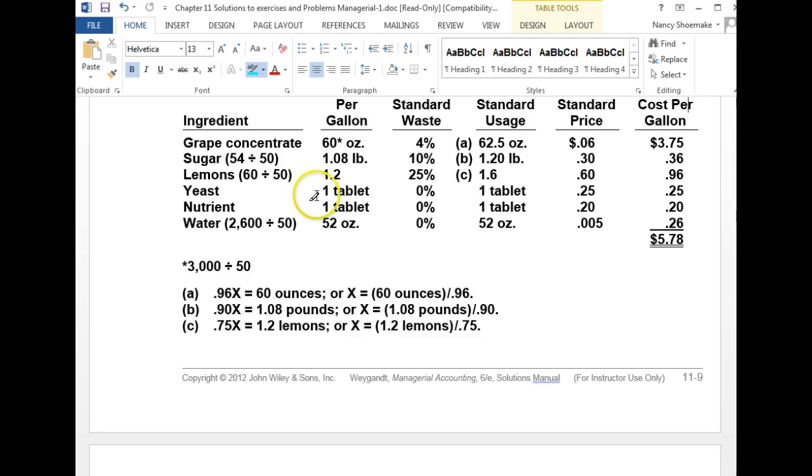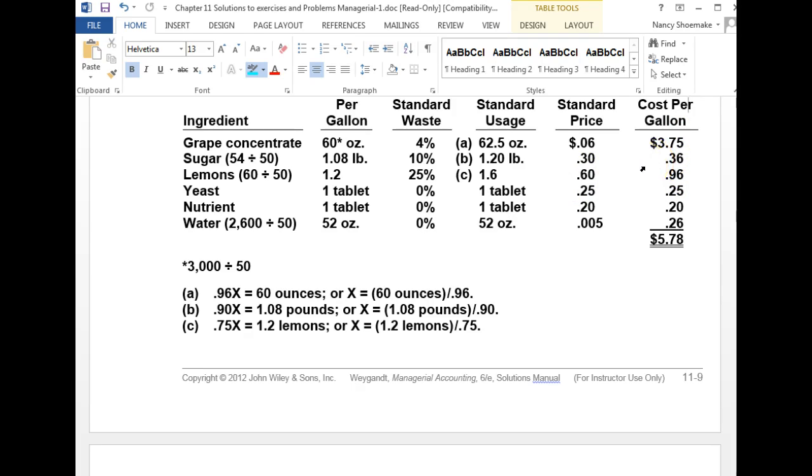Now with the sugar, it thinks we have waste in sugar. So it tells us we need 1.08 pounds, but with a waste of 10%, we're expecting to use 1.2 pounds. Or if we take that 1.2 pounds times 30 cents, that gives us our cost per gallon of 36 cents.